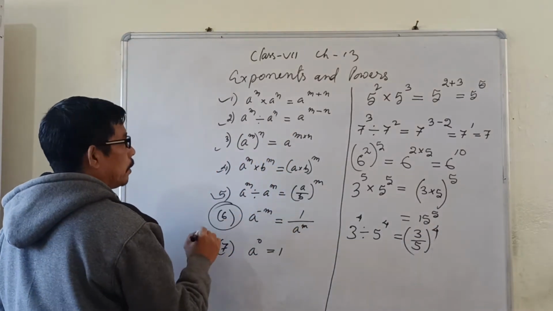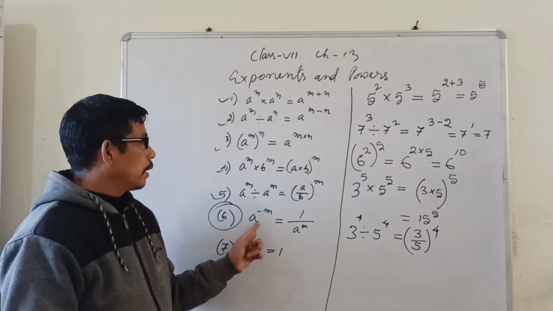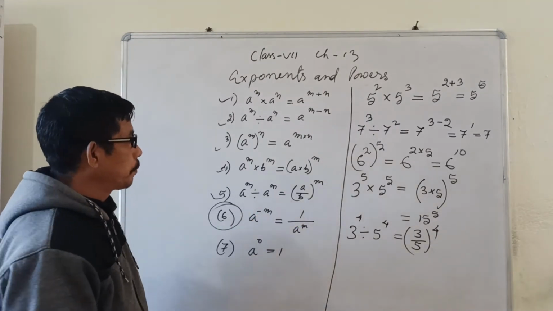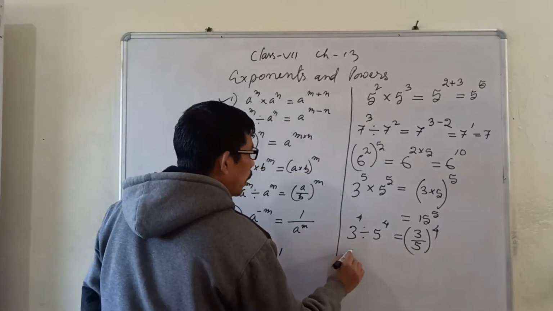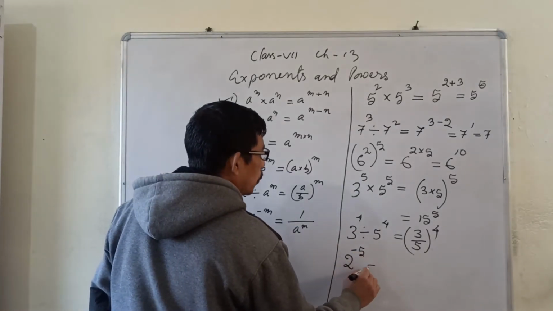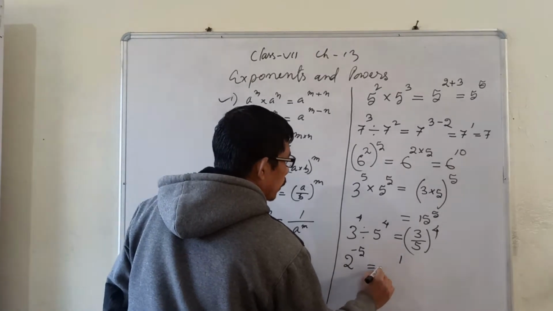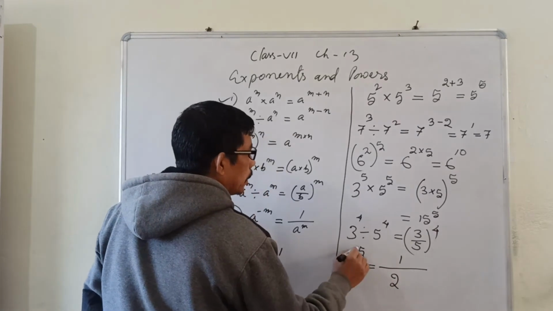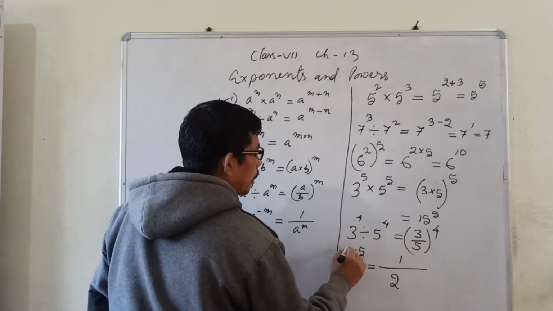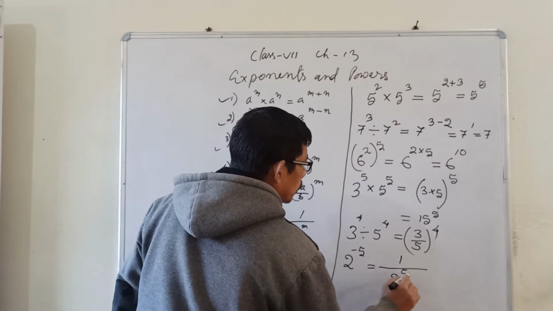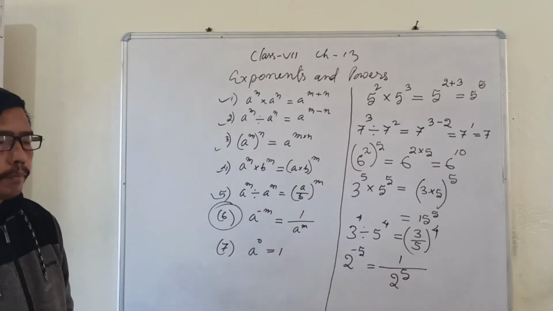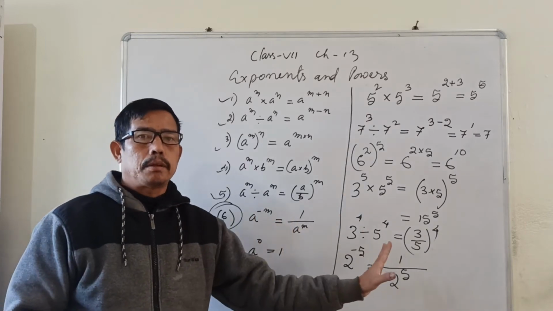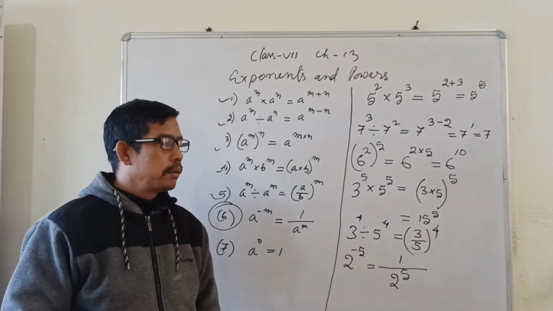This is very important for converting a negative exponent to a positive exponent. We shall apply this one. 2 raised minus 5 is equal to 1 will be written here. Then 2 will be written, then this negative will disappear. So this is the rule for converting a negative exponent to a positive exponent. It's very important. Keep it down.